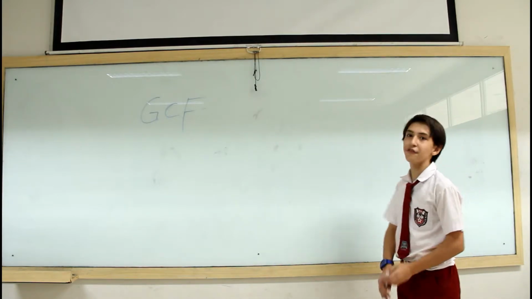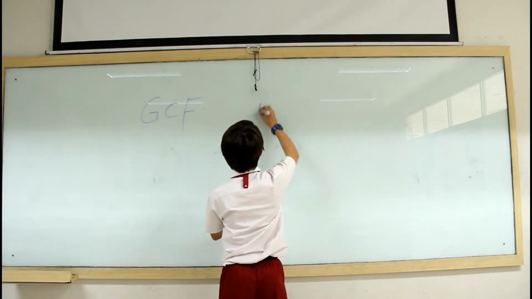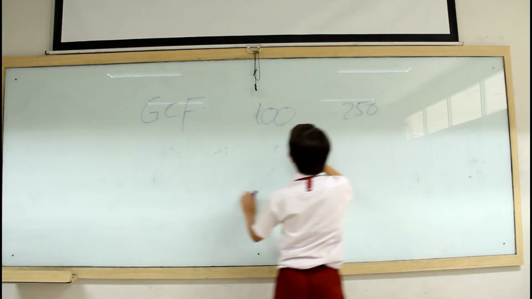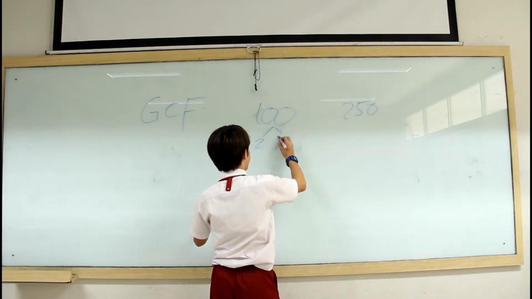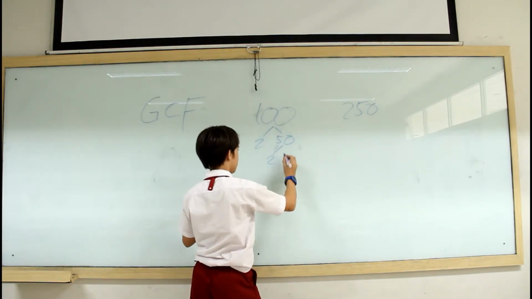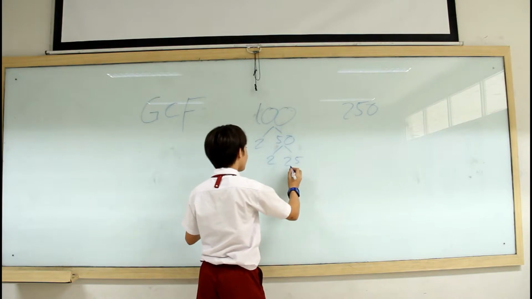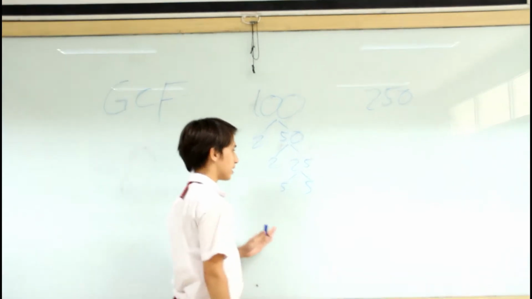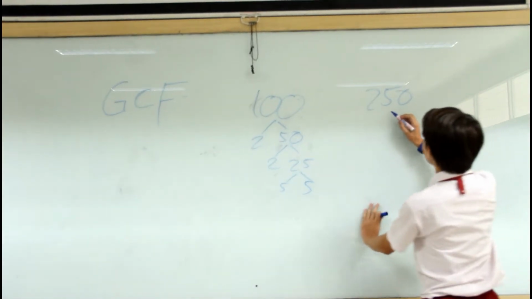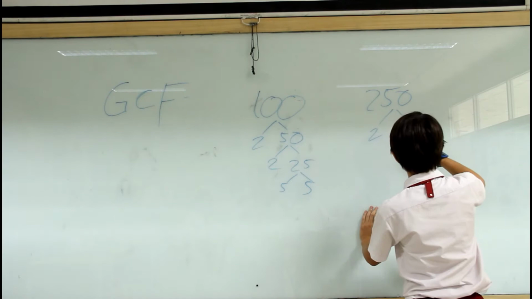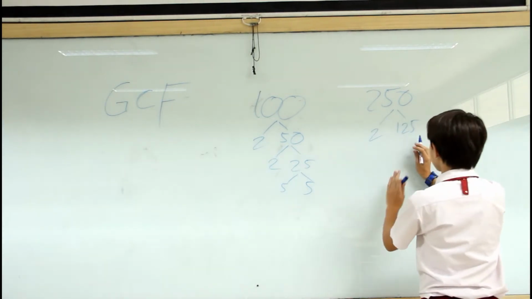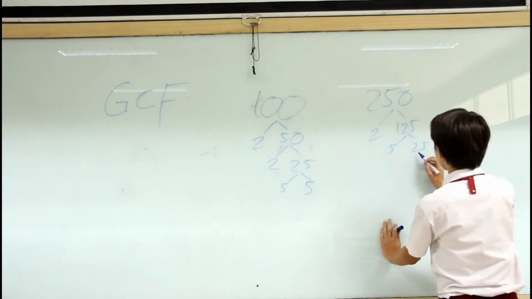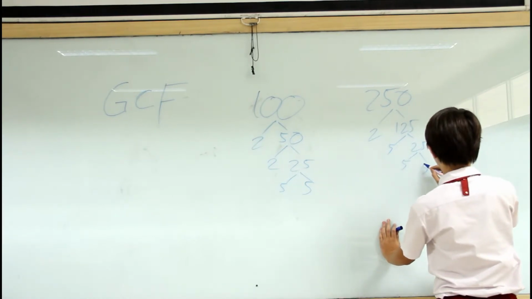Now that we know how to find GCF, let's try another question. How about 100 and 250? 100 can be divided by 2, which is 50. And this can also be divided by 2, which would be 25. 25 can only be divided by 5, which would be 5, which is a prime number, so we cannot divide it anymore. 250 can be divided by 2, which is 125. But the smallest number it can be divided by is 5, which would make 25. And 25 can be divided by 5, which would also make 5.